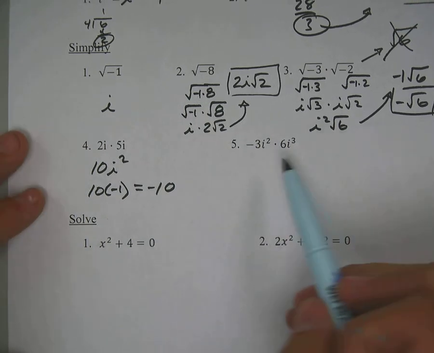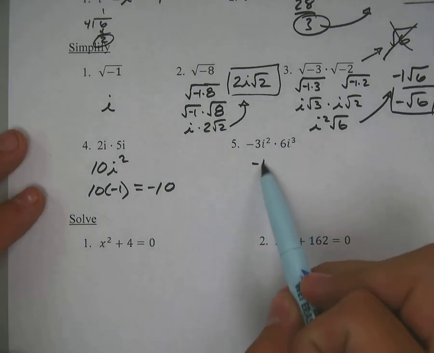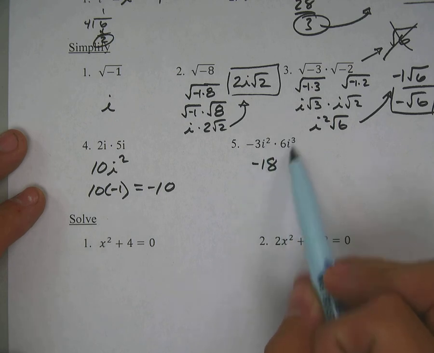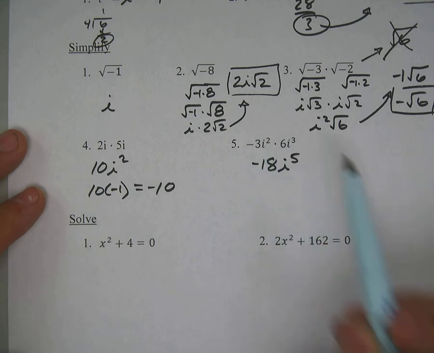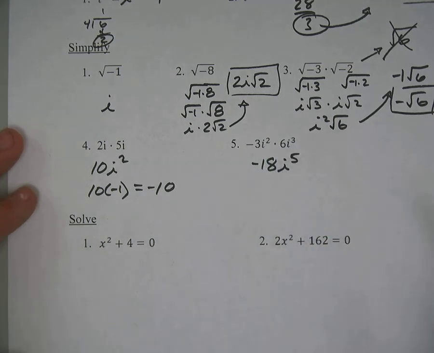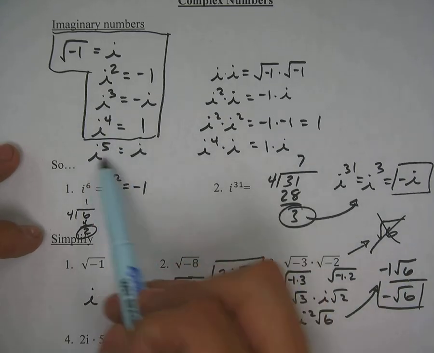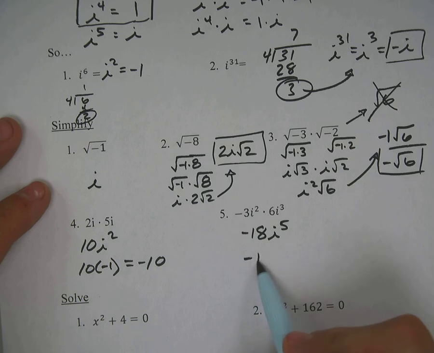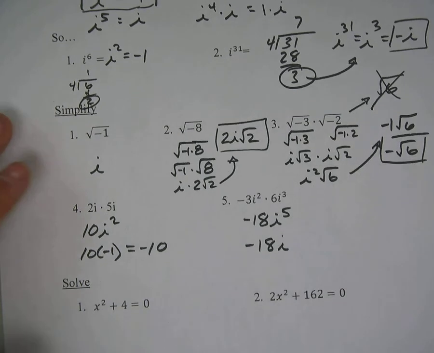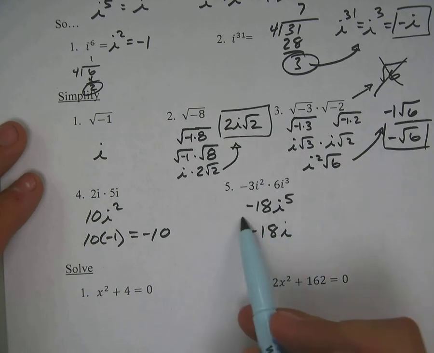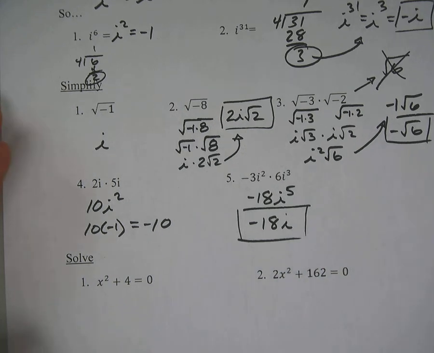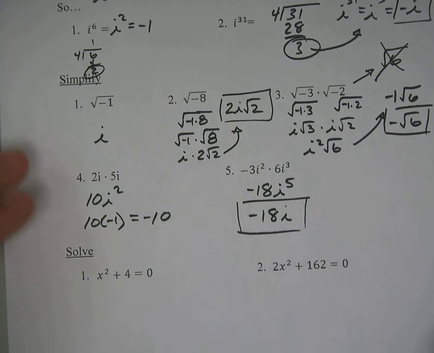Same thing with this one. I can multiply. Negative 3 times 6 is negative 18. i squared times i to the third is i to the fifth. And so i to the fifth, we've already done it luckily up here. It's the same thing as i, so it would just be negative 18i. Again, anytime that you have an i value, it should never have an exponent. You'll never have an answer that has i squared, i to the third, i to the fourth, i to the fifth. You should always simplify it down.